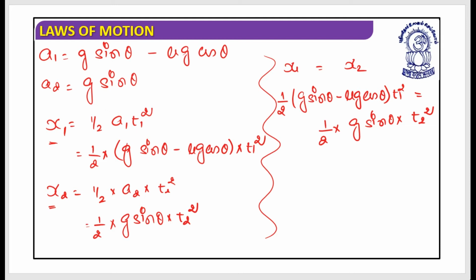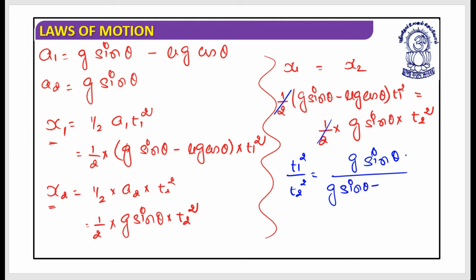I hope this is clear. So this half and this half has gone. Now I have been left with the ratio of t1 square divided by t2 square. This is equal to g sine theta divided by g sine theta minus mu g cos theta. Now I have been given that t1 by t2 is equal to 2.